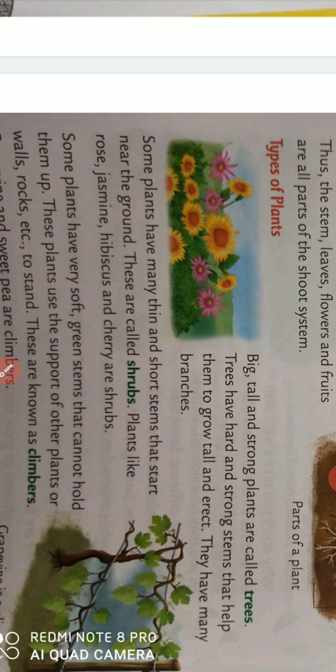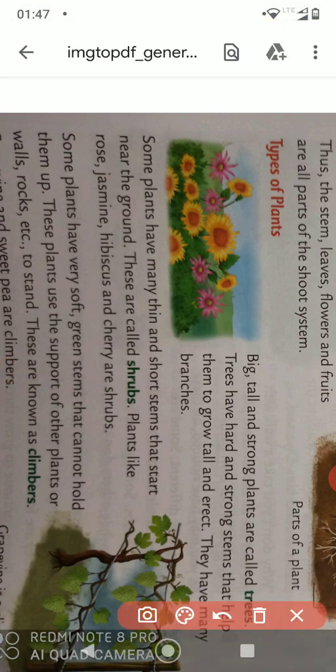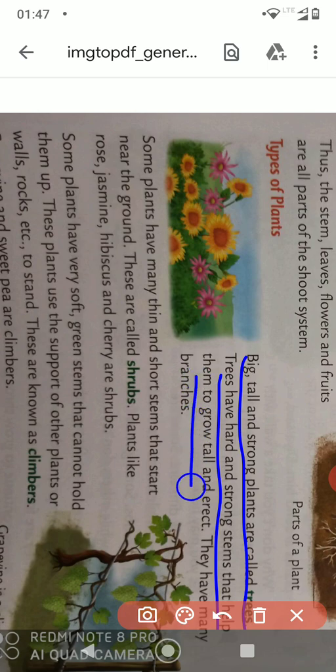So children, these are the definitions of types of plants. Big, tall, strong plants are called trees. Please underline: big, tall, strong plants are called trees. Trees have hard and strong stems that help them to grow tall and erect. Tall means very tall, high height, and erect means straight up.